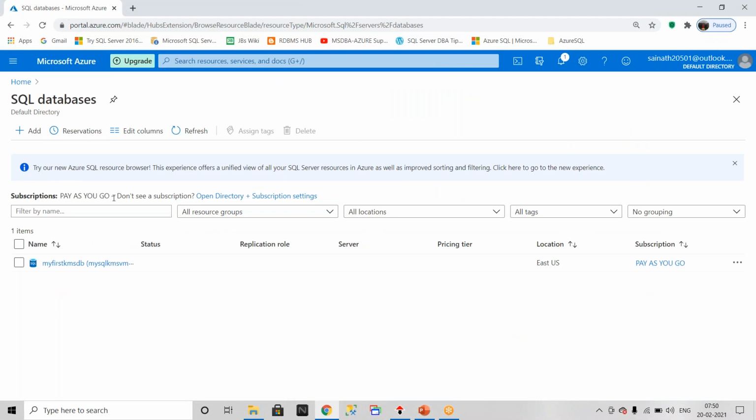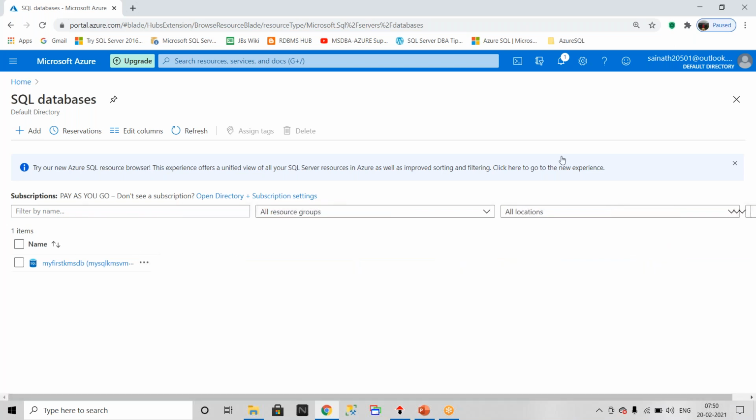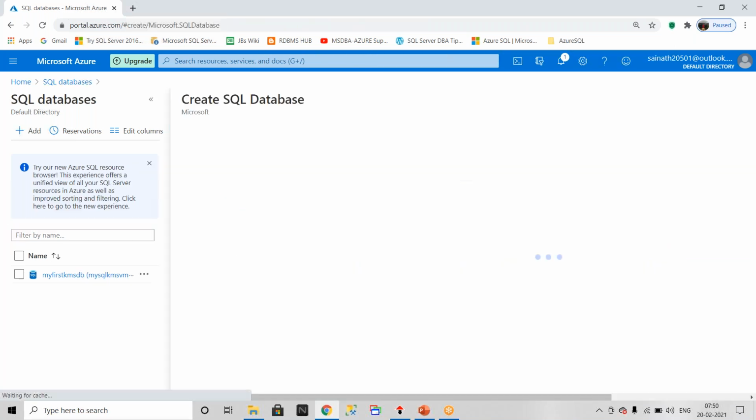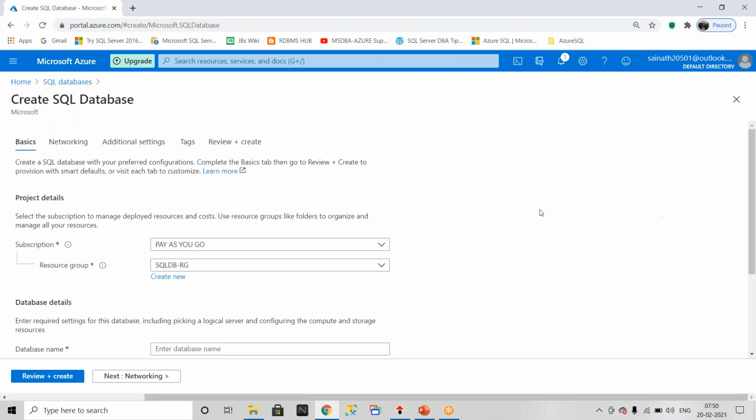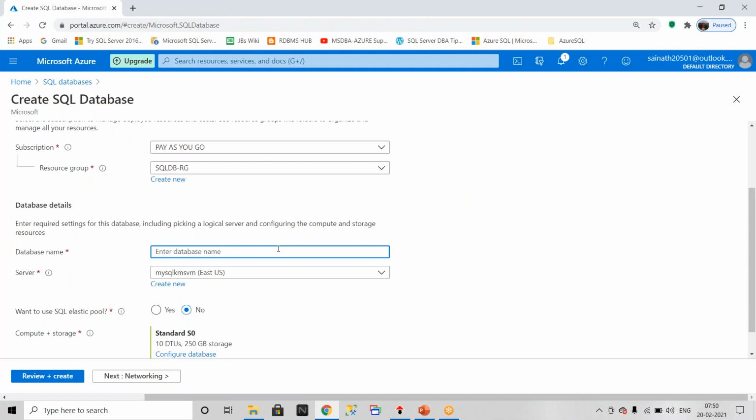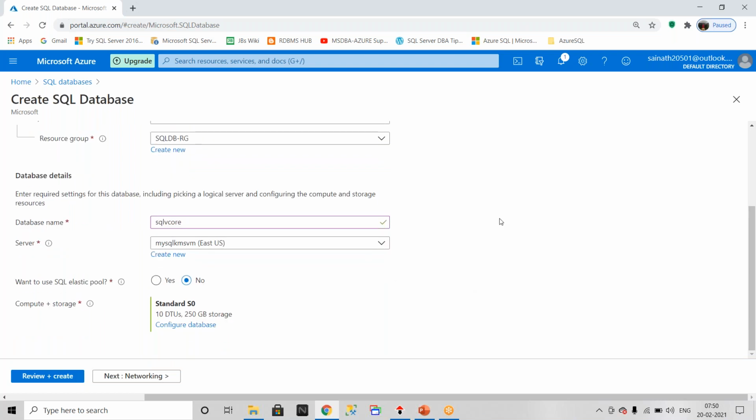So let me first deploy one more database. We already have a database. Let me deploy one more, and I'm selecting my database name as SQL vCore. We already have a logical server, sir, so on the same logical server I am going to deploy. You already know how to create the logical server, right? Yes or no? Yes, right?